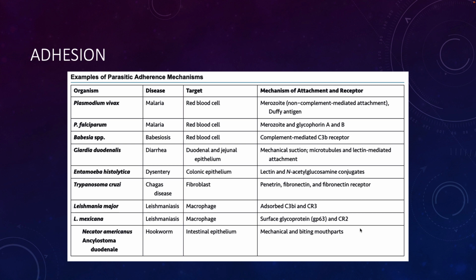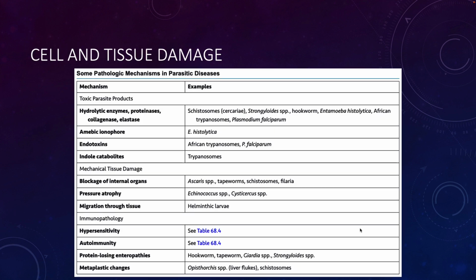This table gives a number of different parasites, the disease they cause, and how they can attach to host cells. So adhesion is super important. So a number of different parasites have different adhesive characteristics. Cell and tissue damage is really, really common with parasitic infections. Some of them because they produce toxic products listed in the top half of the table. Some because they directly are causing tissue damage.